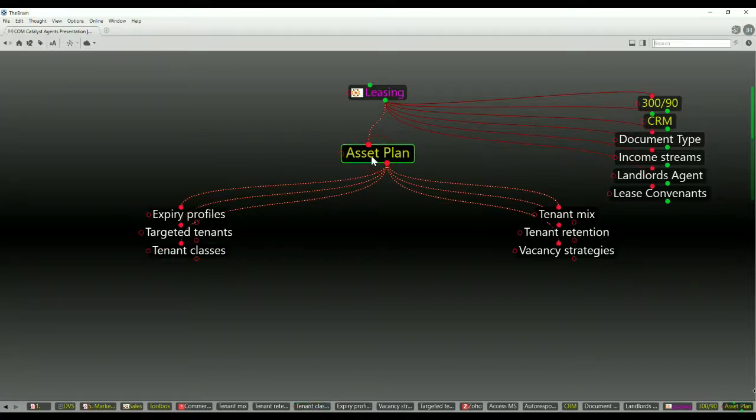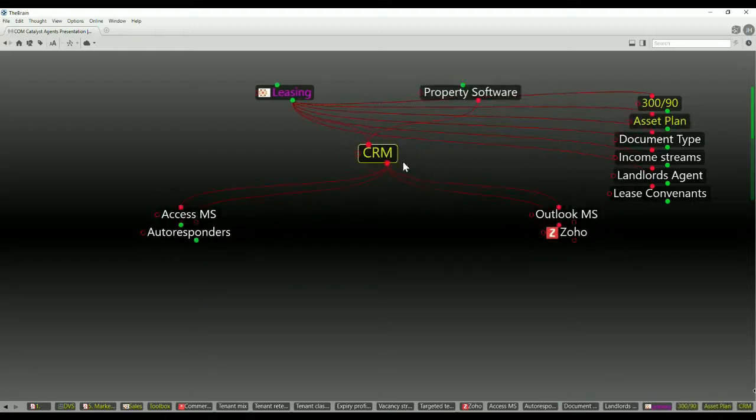So that's the asset plan side of leasing, and you can get involved with that. So let's say you're making lots of calls to landlords and to tenants. What do you do with that? Well, you have some sort of CRM program to help you. I'll put a few notes here for you to think about.